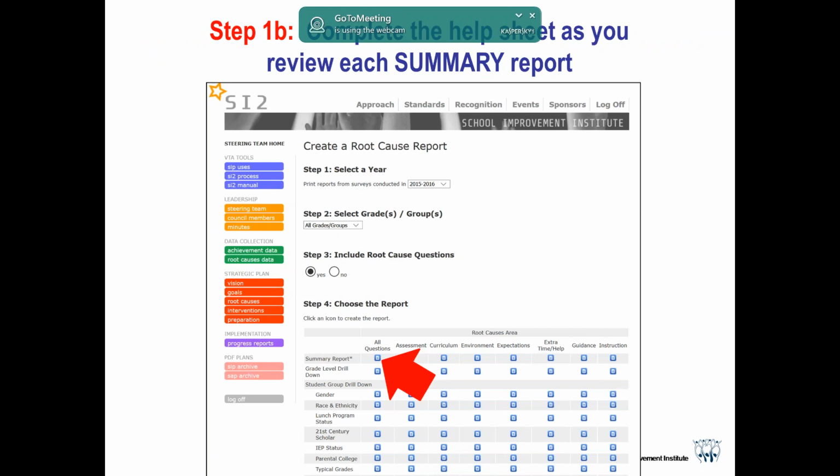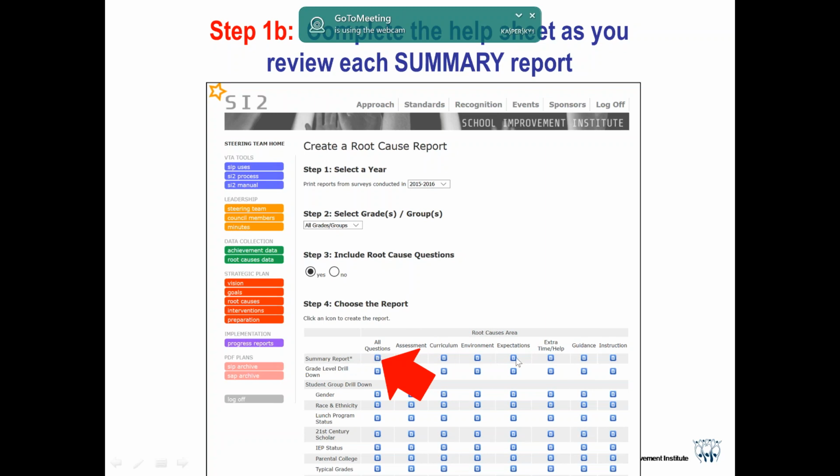Okay, so the first thing you're going to do is go to a page that looks like this, and you're going to create a root cause report. The first thing is to tell us which year. The most current survey year was 15-16, the survey you gave last spring. So make sure this says 15-16. You want all grades. You want to include the root cause questions, yes. And then the report we're looking for is the summary report with all questions.